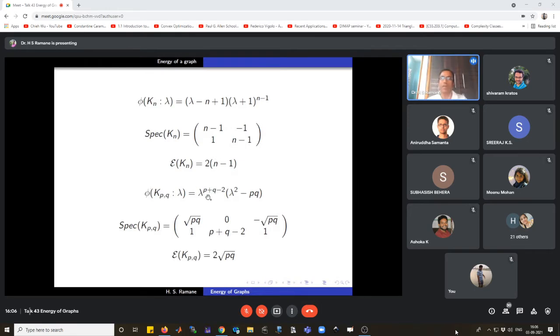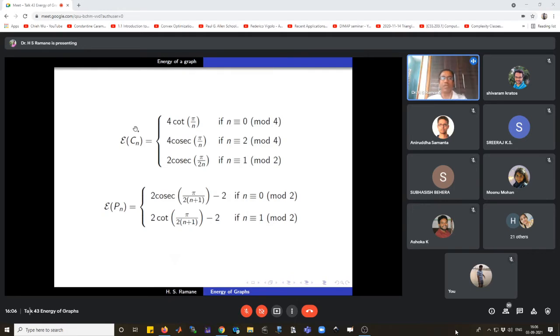And for the complete bipartite graph K(p,q), the eigenvalues are root pq, minus root pq, and the remaining are 0, that is p plus q minus 2 times. So this complete bipartite graph has exactly two non-zero eigenvalues: one is root pq, another is minus root pq, and the remaining are 0. So the energy of the complete bipartite graph turns out to be 2 times the root of pq.